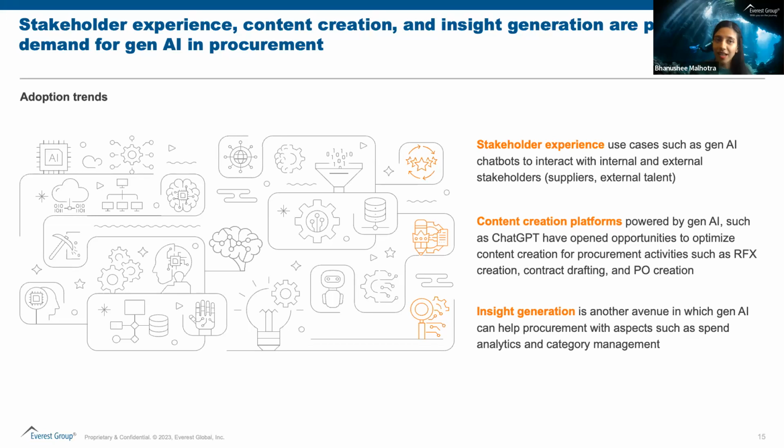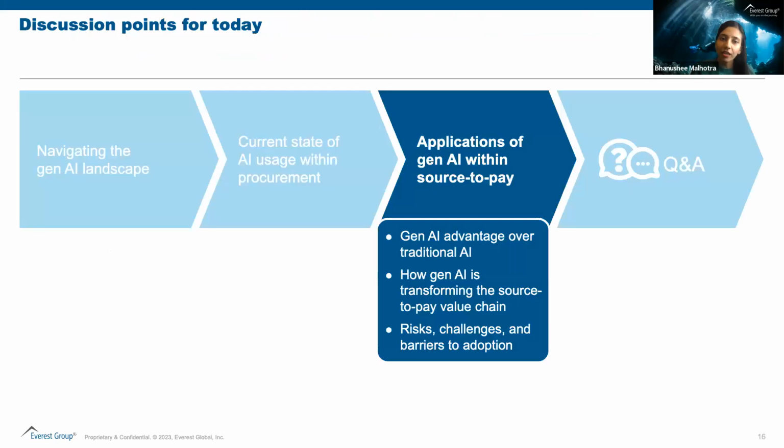And the third one, of course, being insight generation, which you all also agree to because there's a lot of response on spend analytics and insights generation. So that is another avenue where procurement is seeing a lot of potential for GenAI adoption. With that, I will hand over to Amit because he is going to talk about GenAI, and he mentioned a survey that we have done with a lot of procurement professionals, CPOs and leaders in the industry. So we'll be sharing a little bit of what we've heard from the industry and what we've heard from you as to how GenAI can be applied within source to pay. Thank you, Vanushi.